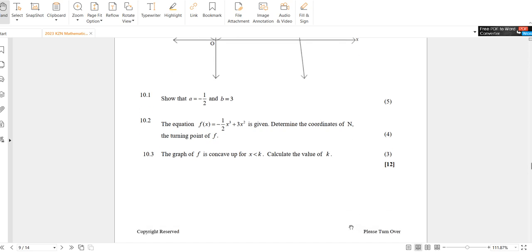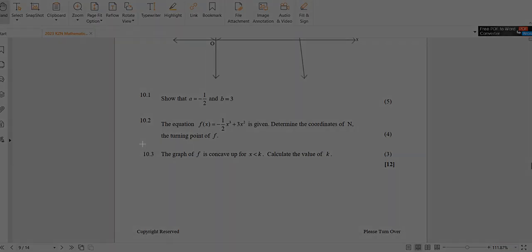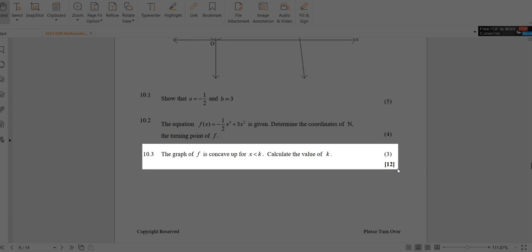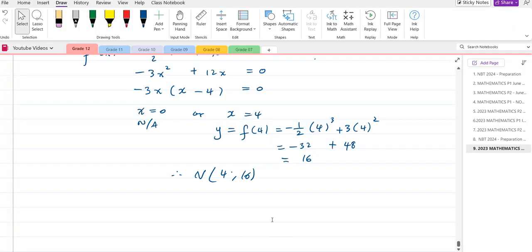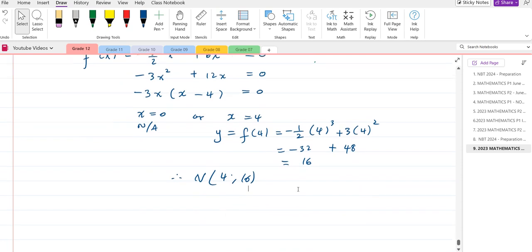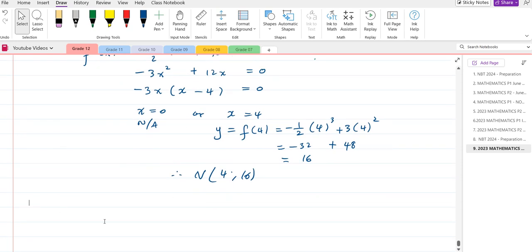The graph of f is concave up for what values? Now when is the graph of f concave up? Just find the double derivative and make it less than 0. So concave up is x less than 3, right? Let's see.